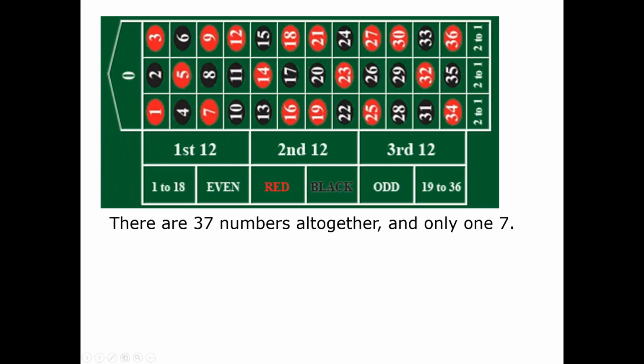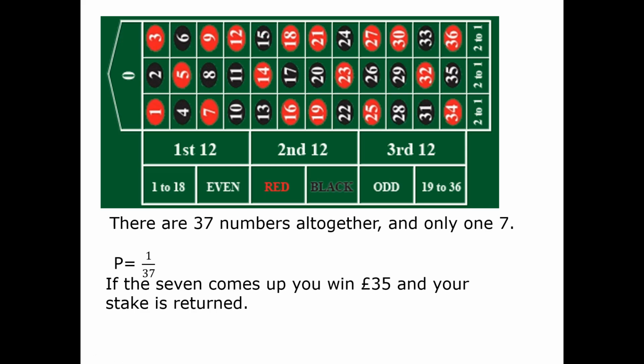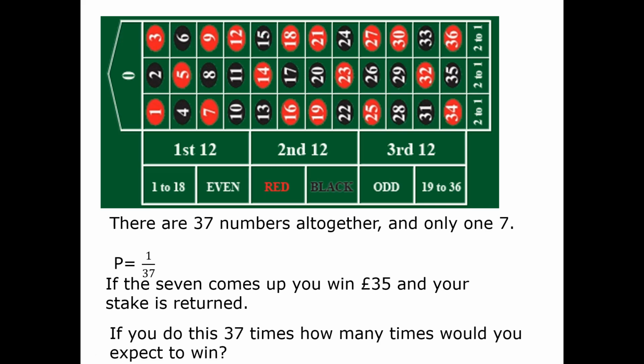So there's only one number 7 on the board, isn't there? And there are 37 numbers altogether. So the chance of getting a number 7 is 1 out of 37. If the 7 comes up, you win £35 and your stake, your money that you bet, is returned. If you do this 37 times, how many times would you expect to win? Have a think about that and restart the video when you've got an answer.